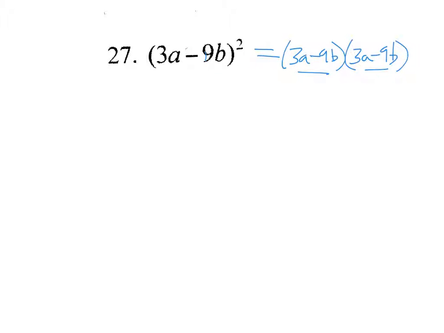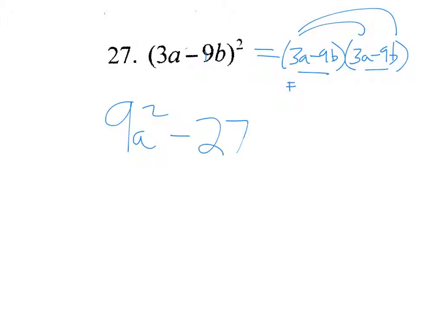Now you're looking at a similar problem where we're going to do the FOIL method, or might be called double distributive from where you're from. First times first. 3a times 3a is 9a squared. 3a times negative 9b. 3 times negative 9 is negative 27. A times b, you just have to list it as a, b.